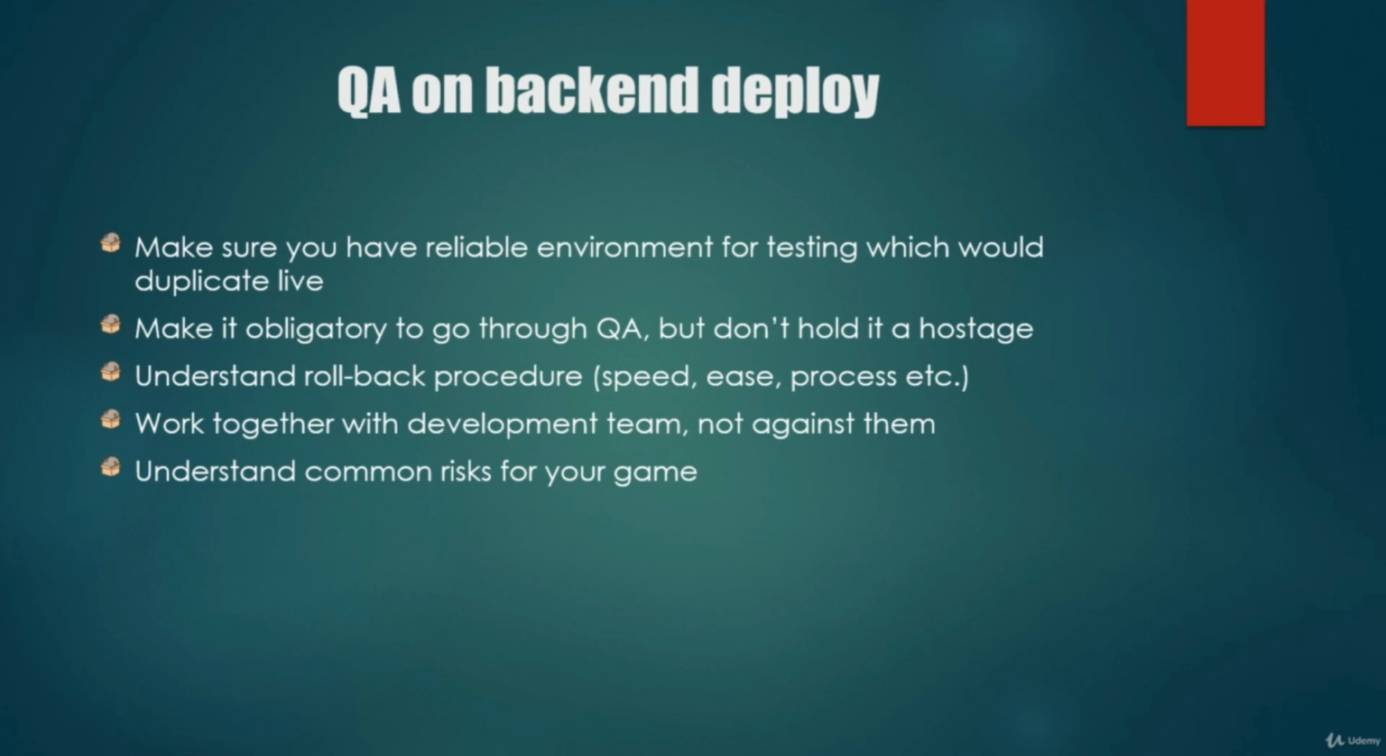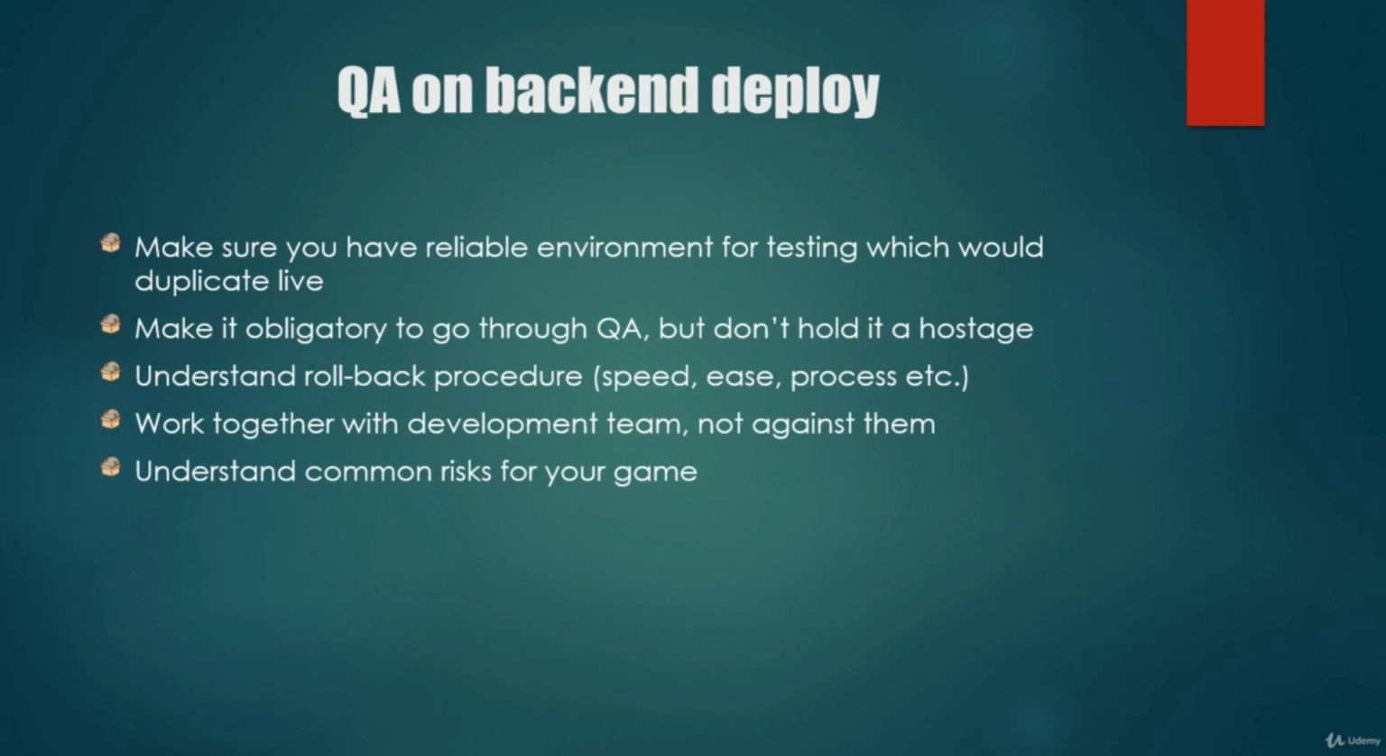So if your team has a rollback procedure, and hopefully they have a rollback procedure, make sure that you also understand how it works, how fast it acts, how easy it is to do, and what the process is. It's really important here to work together with your development team, especially your backend team, not against them. The more you work together, the more you collaborate and help each other out, this is going to be easier for everybody involved, and you're going to just have a better quality output.